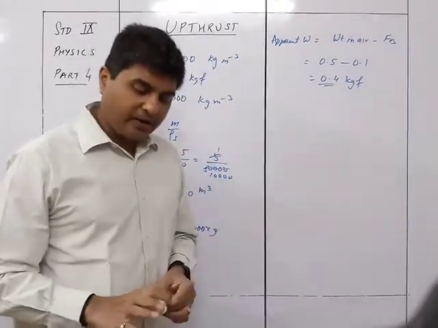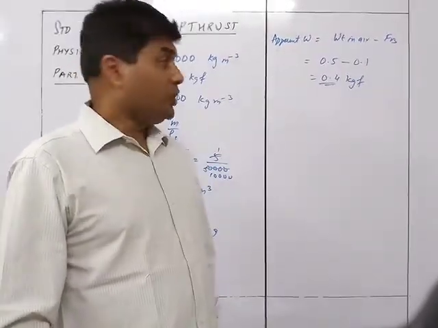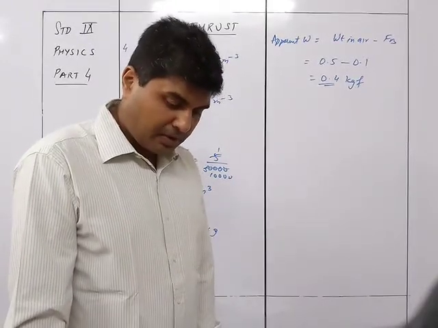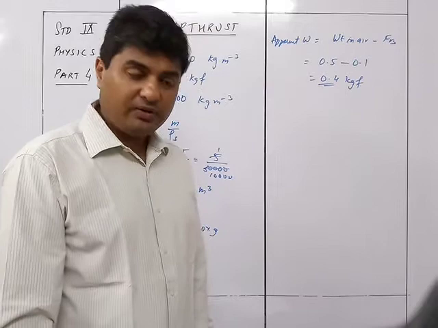So the weight in water will be 0.4 kgf. That was sum number 4. We now move on to sum number 5.